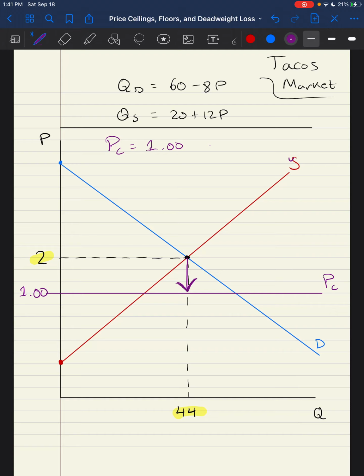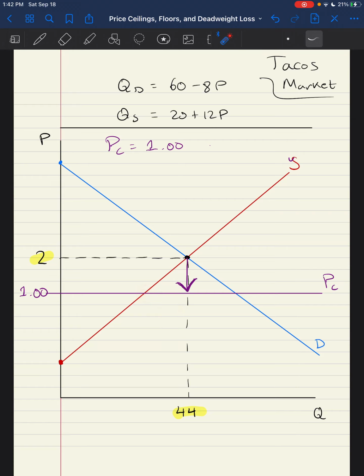What we want to do is ask ourselves what happens to demand and what happens to supply. At a price of $2, when we were in equilibrium, 44 tacos were bought and 44 tacos were sold. Now that we're at $1, our price ceiling is intersecting our demand at a different point, to the right of the equilibrium, and it's intersecting our supply curve at a different point as well, to the left of the equilibrium.